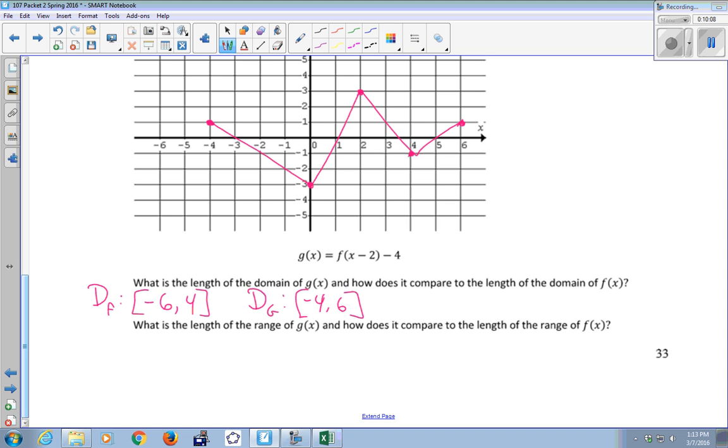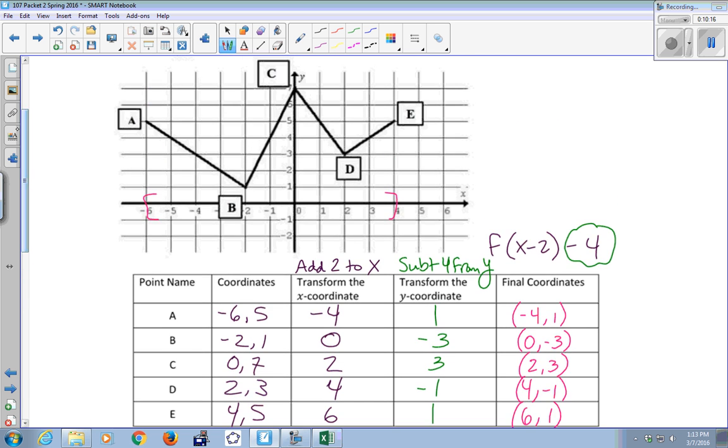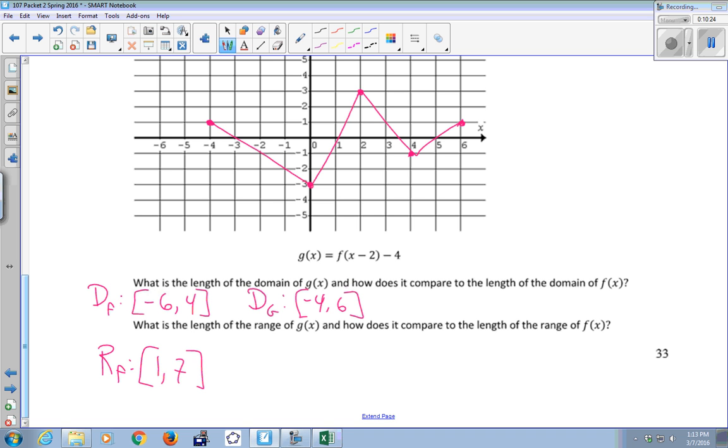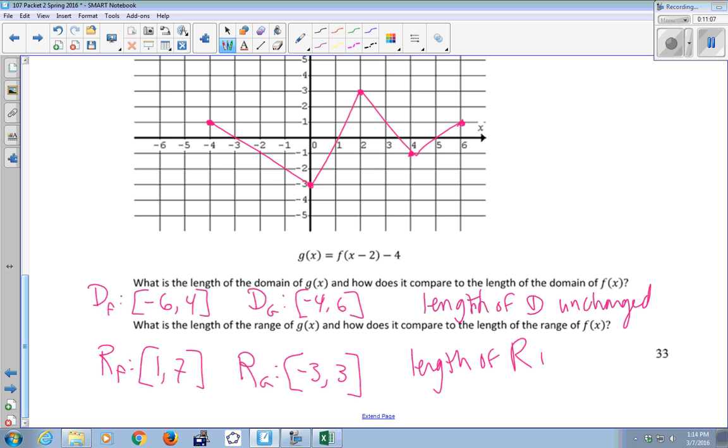Okay, good. All right, let's look at the range of each one. So the range of f, the smallest value on f is 1 and the biggest is 7. So it goes 1 to 7. And then the range of g, the smallest y value is -3 and the biggest one is 3. How long is the distance from 1 to 7? How many units in between there? 6. How many units from -3 to 3? 6. So the length of the range didn't change either. Okay, so length of domain unchanged, length of the range unchanged.